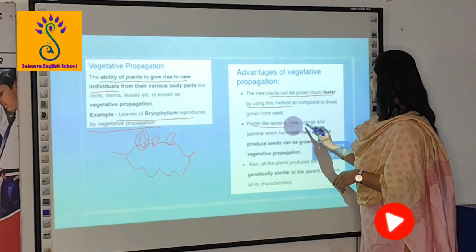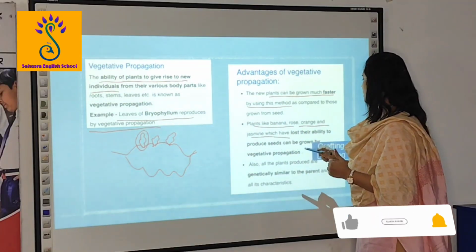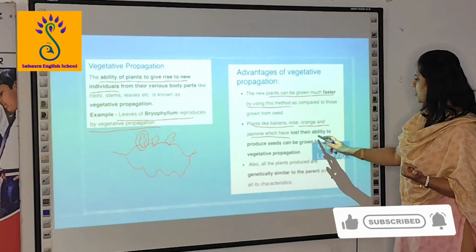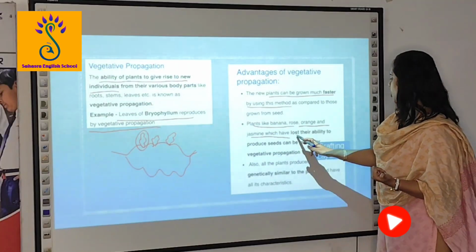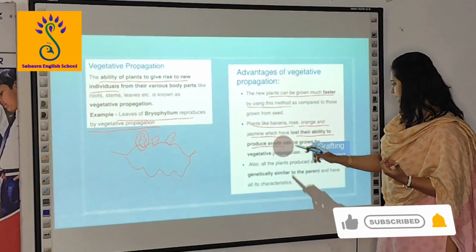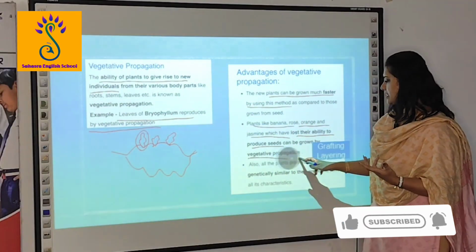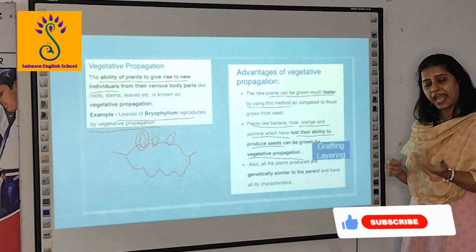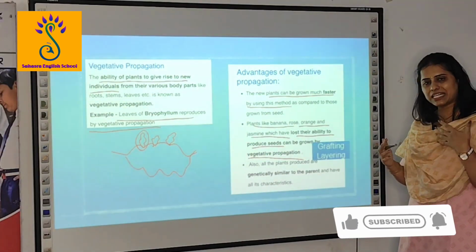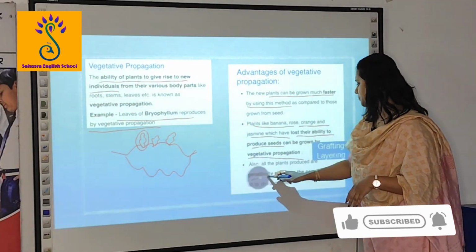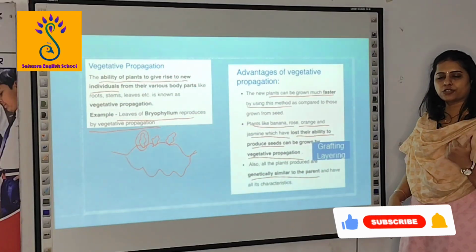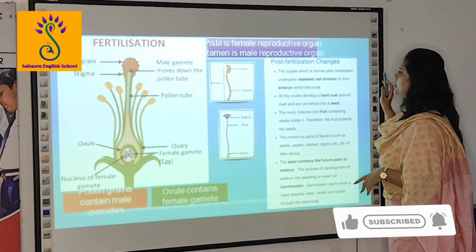Plants like banana, rose, orange and jasmine, which have lost their ability to produce seeds, can be grown using vegetative propagation. And one more thing is, they are genetically similar to their parent. This is vegetative propagation.